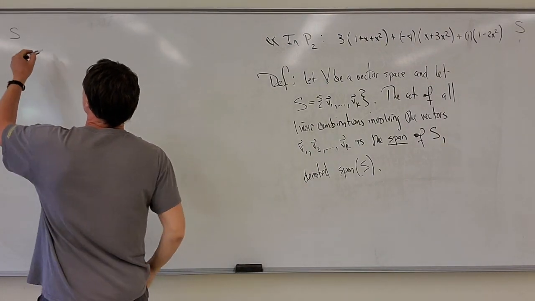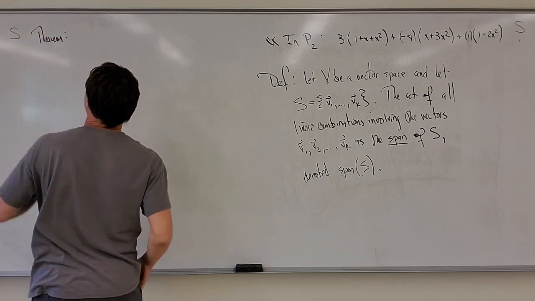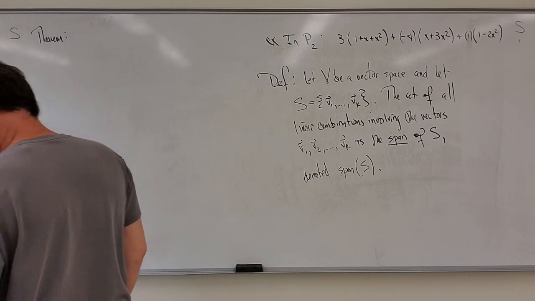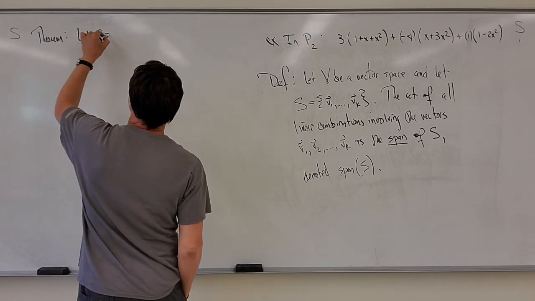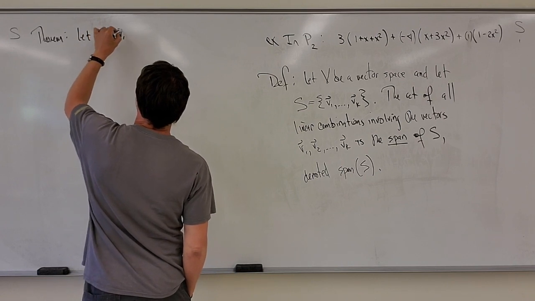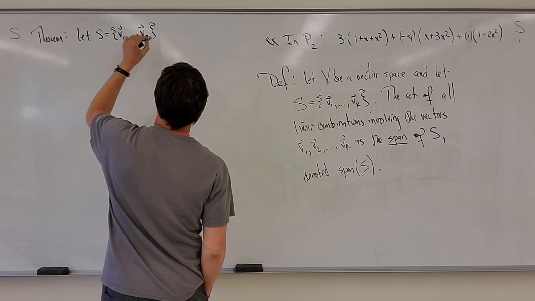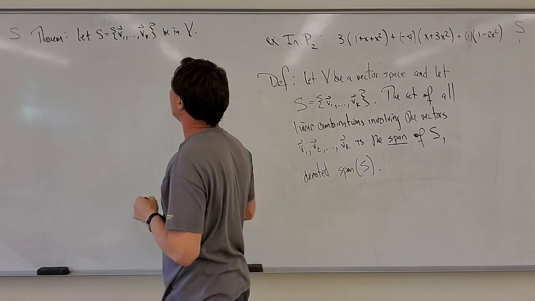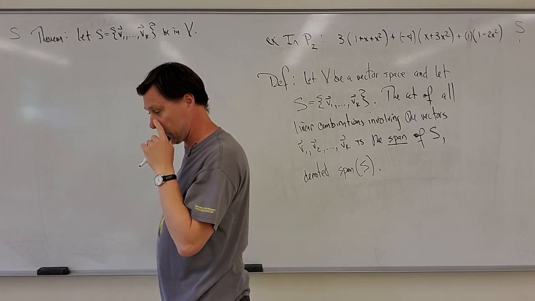And so here's the first sort of, let's say, important fact. So let's call this a theorem. So let's let S equal V1 up through Vk be in V. So what we have is we've got this subset of vectors that live inside the vector space V.